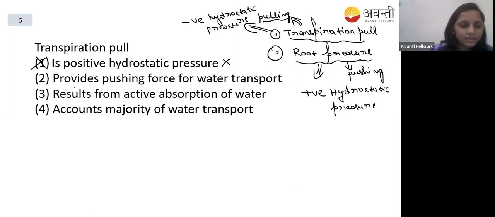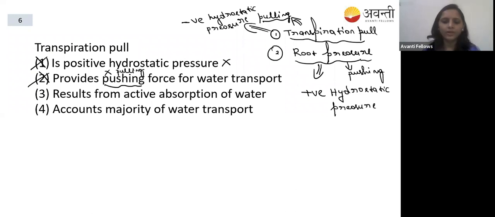Okay, fine. So coming to the second option, provides pushing for the water transport. I have told you that root pressure is for the pushing, right? Not the transpiration. Transpiration is pulling, right? It is not like pushing. So that is the reason option 2 is also wrong. It will not provide the pushing. It will provide the pulling.